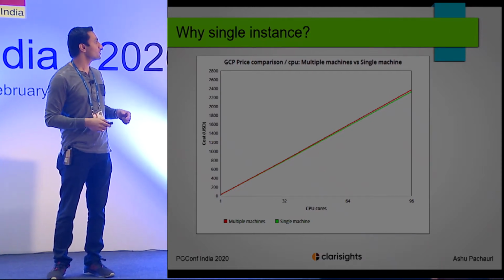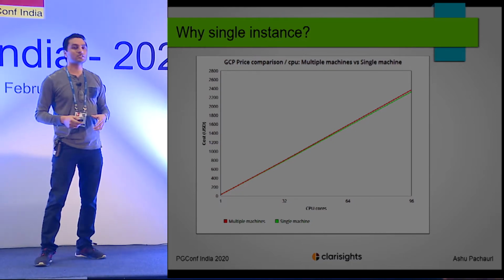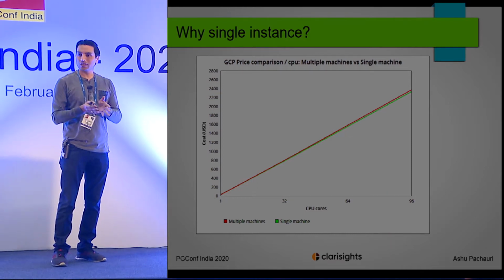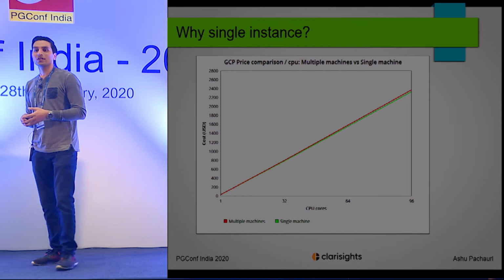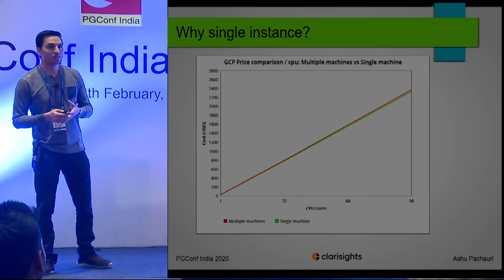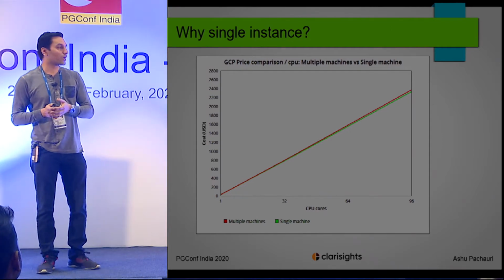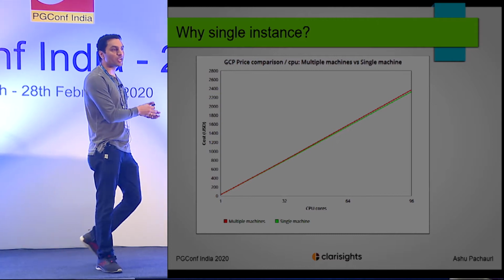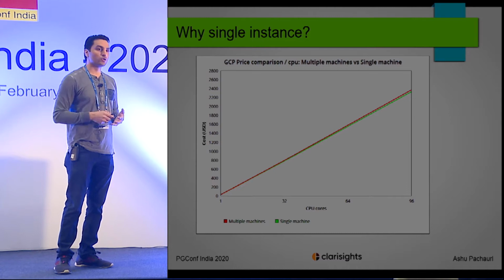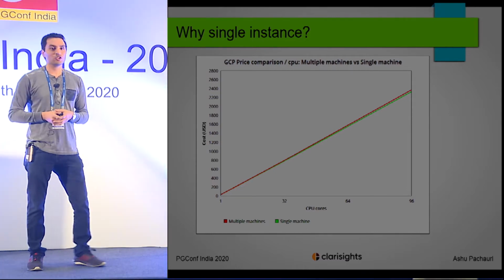This graph represents the cost comparison of multiple machines versus a single machine having the same number of CPUs. As you can see, the graph is pretty much linear. Both the graphs pretty much coincide. So the cloud providers have been able to give you the cost advantage in a single machine that you would get on multiple machines. So that cost argument no longer holds, that if you cram a lot of resources on a single machine, you'll pay more.